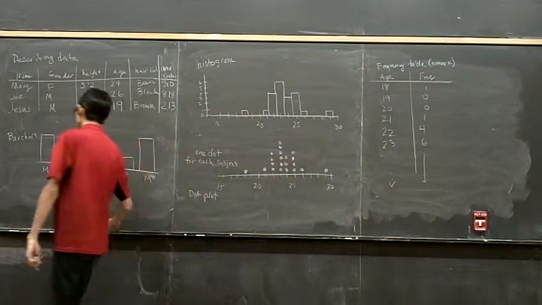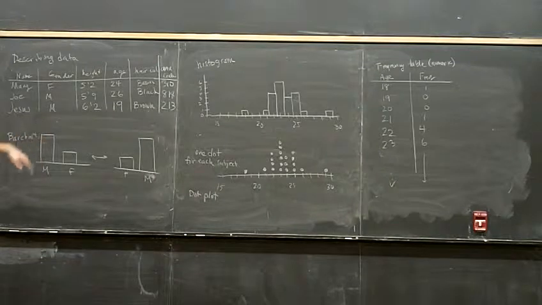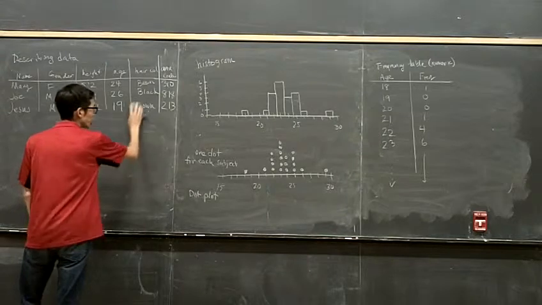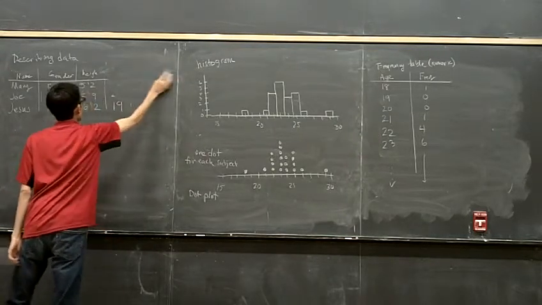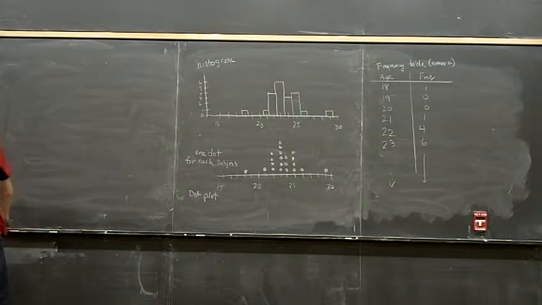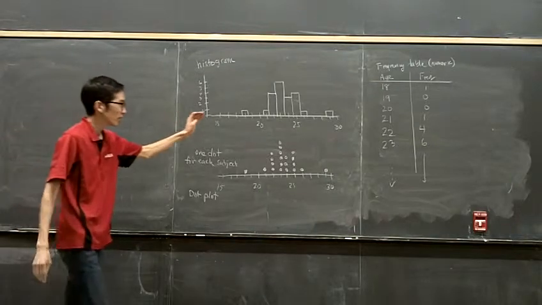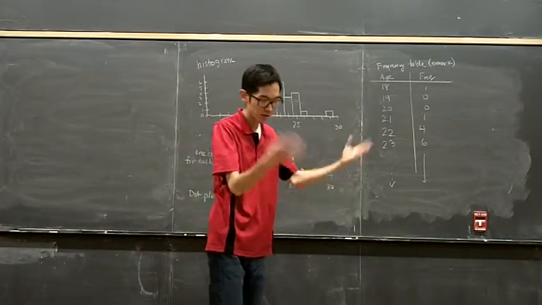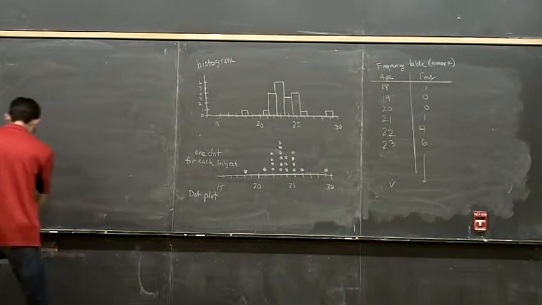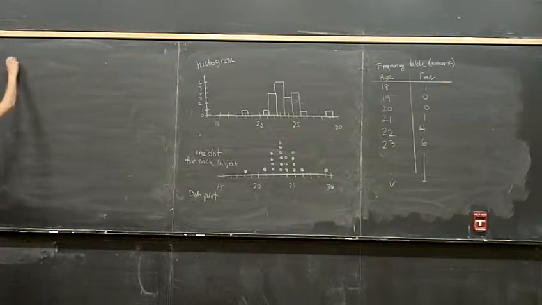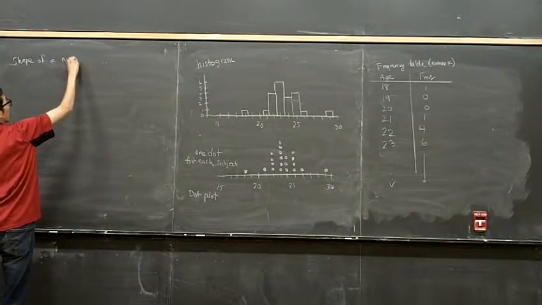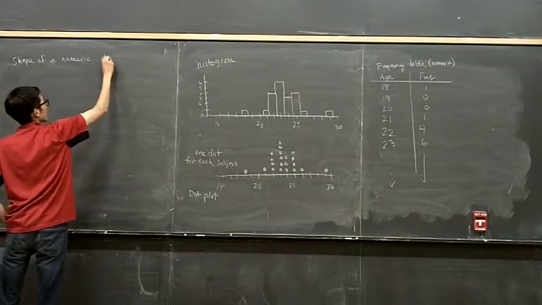So when we're talking about a numeric variable, we will talk about the shape of the distribution. The distribution is basically just another name for how the numbers in your data set are arranged or spread out. Let's talk about the shape of a numeric distribution.